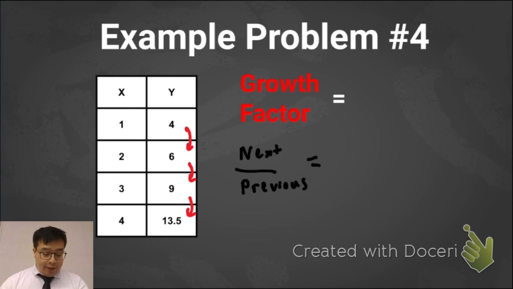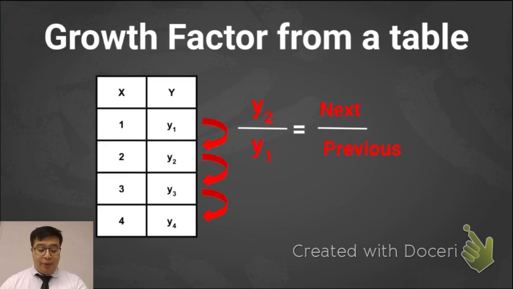So for this example, let's take 6 divided by the one right before it, 4. What is 6 divided by 4? That's going to be 1.5. And we see that times 1.5 will bring me to the next jump, times 1.5 will bring me to the next one, times 1.5. So the growth factor is 1.5. One thing to keep in mind when you're trying to figure out the growth factor from a table: it's going to be a multiplying pattern, and we can always use next divided by previous to help us figure out that pattern.